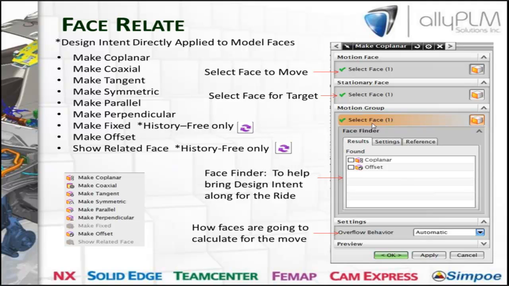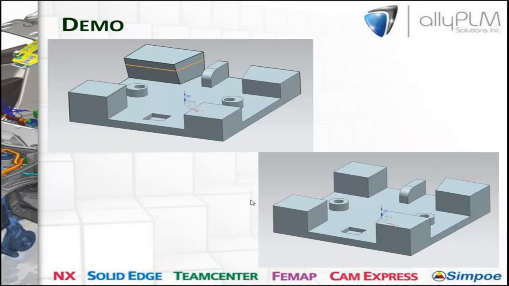The motion group is what faces are going to move. And as we talked about in part one, lunch Bytes, you see that we can maintain design intent and bring other faces along for the ride based on coplanar and some of these other conditions. Also in part one, we talked about the overflow behavior and how these faces calculate as they move and interact with adjacent faces. So that option still applies here because we are moving a face. All right, let's take a look at some of those tools.